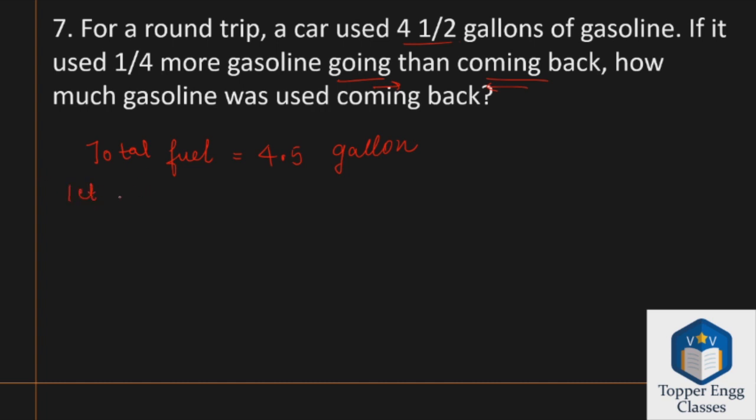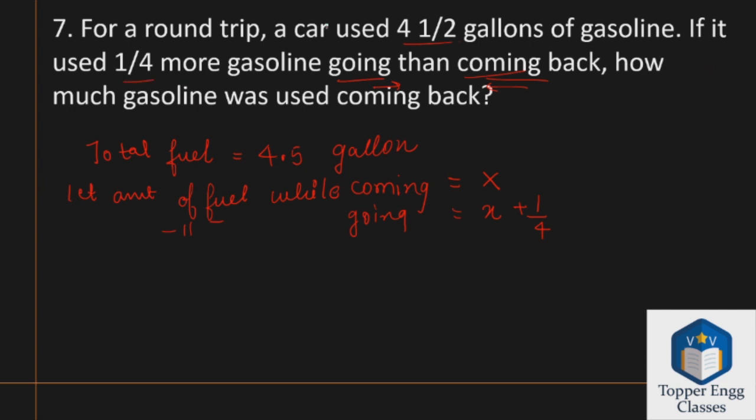Now let the amount of fuel while coming be x. See, it is for while coming, not going, so be careful. While coming is x, and the amount of fuel while going, like he has to go first and then come back, is given as x plus 1 by 4.